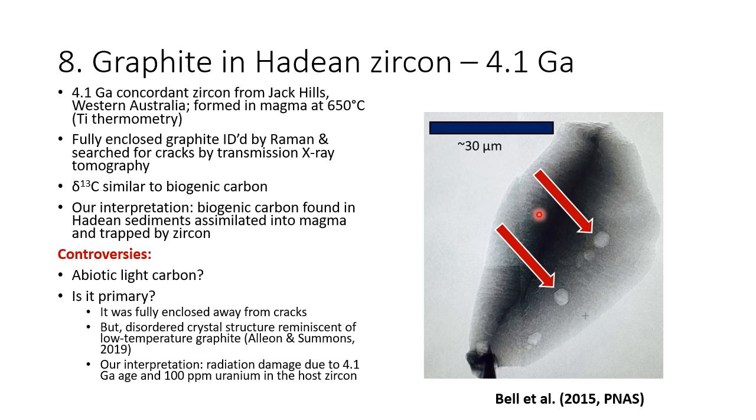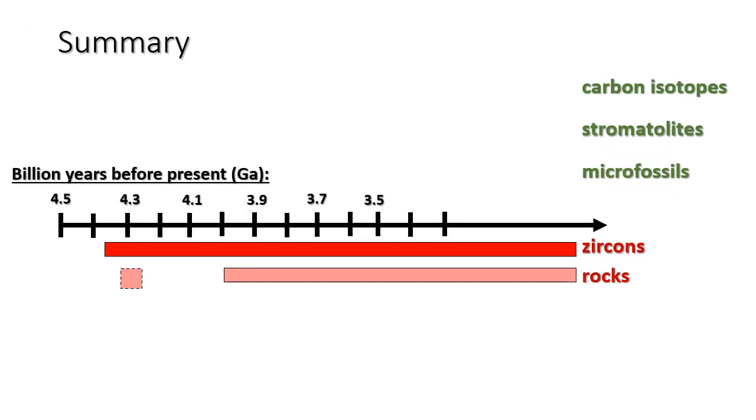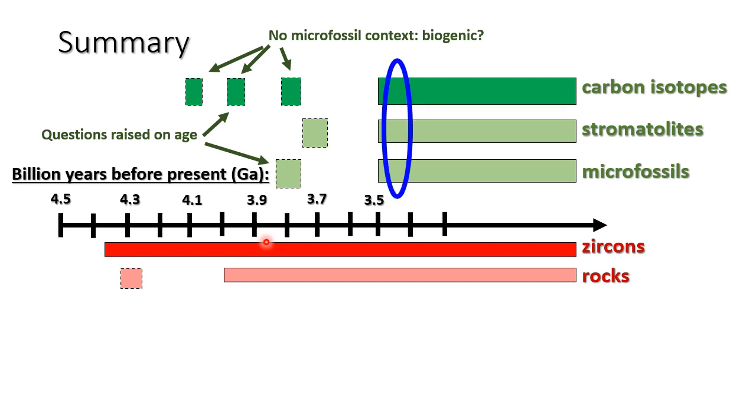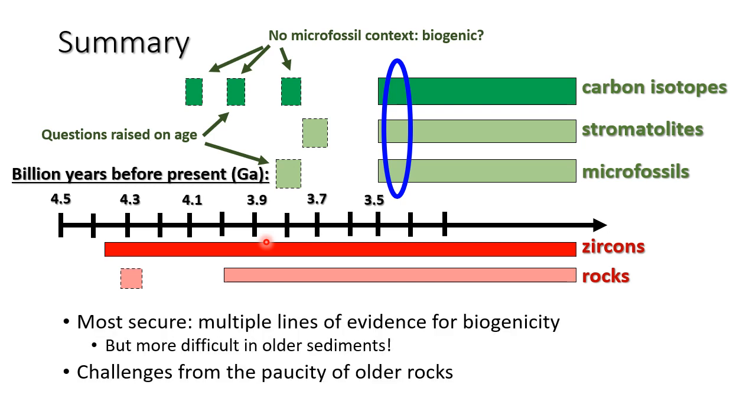Hadean and Archean zircons. So now let's summarize what we've seen from carbon isotopes as well as stromatolites and microfossils in the early geologic record in the context of when we have a secure agreed upon rock record and the time over which we have zircons. So there are a number of cases between 3.4 and 3.5 billion years in age for which there are multiple lines of evidence that can be marshaled, which give a fairly secure case for biogenicity that is relatively well agreed upon. And things that are 3.5 billion years and older also tend to accrue various levels of controversy.